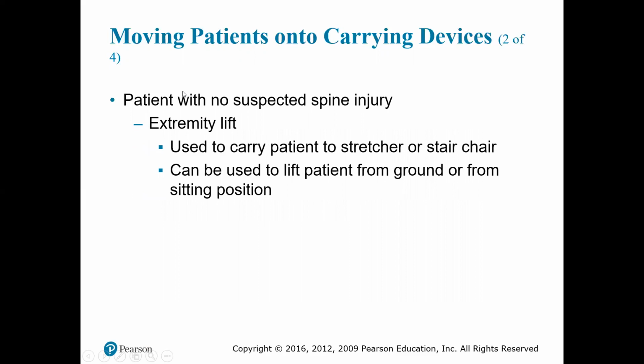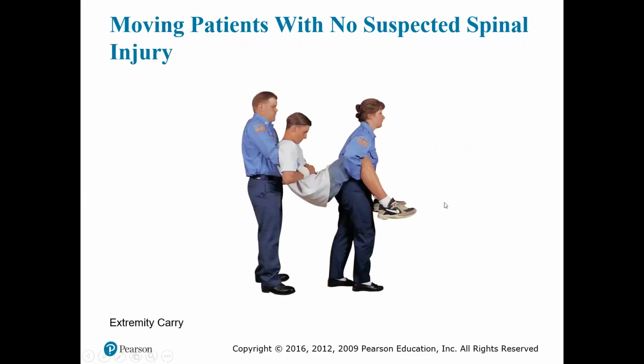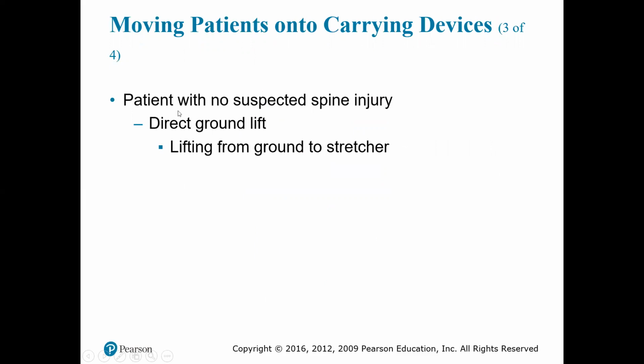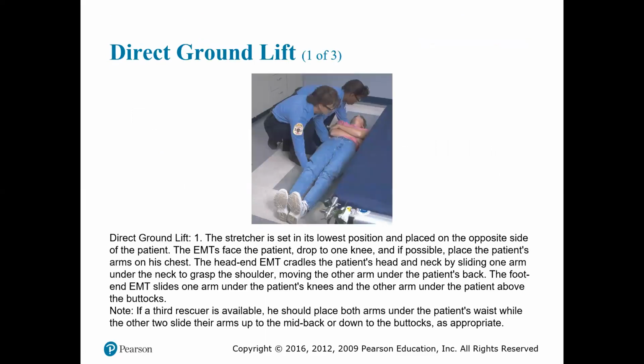If they don't have a spinal injury, we can use an extremity lift. So I grab under their arms, you grab their legs. That's pretty common, no problem. We get them onto the stretcher that way. There's a picture of an extremity carry. Then the direct ground lift. So if they're laying on the ground, we can lift them from the ground to the stretcher. We're going to lower our stretcher all the way down so we don't have to lift the patient too high. And we're going to move them like so.